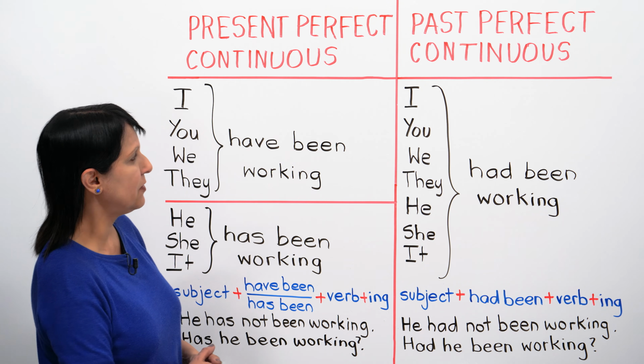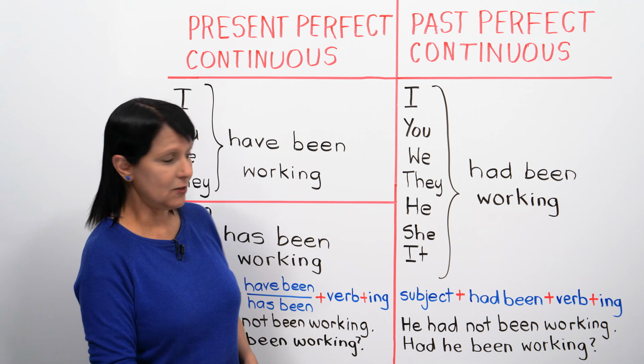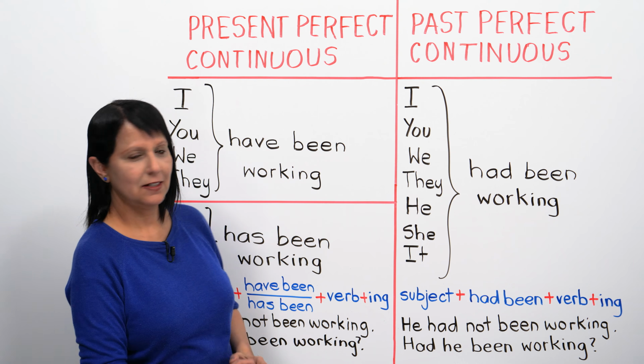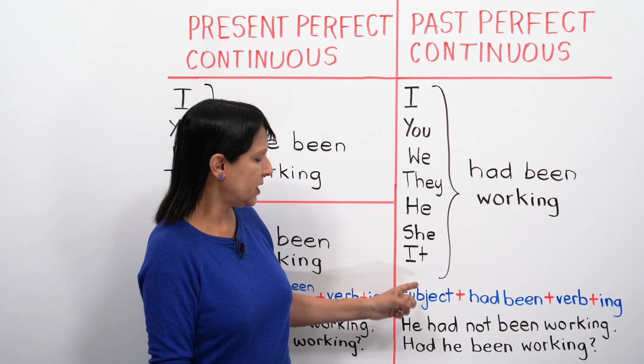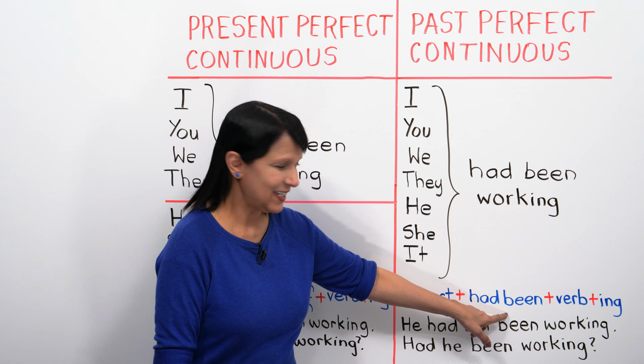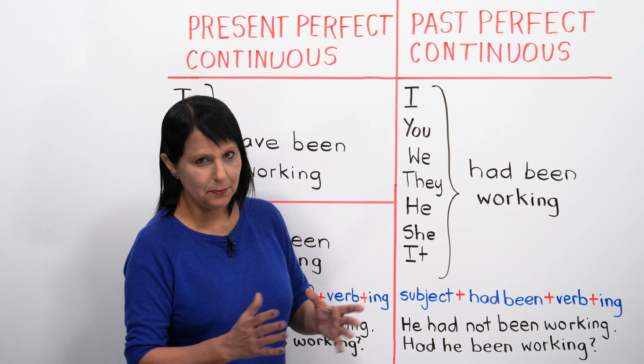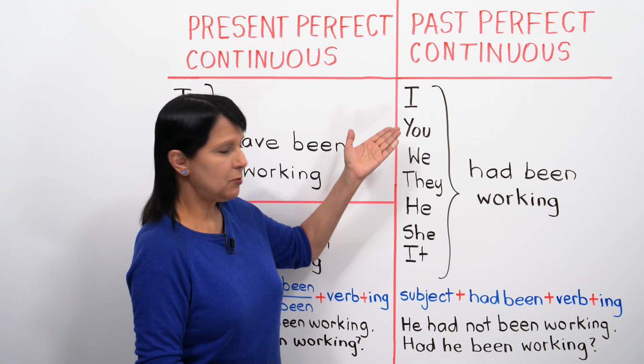Now let's look at our other friend, past perfect continuous. So this is a little bit easier because there's no change. So for all of the subjects, you have subject plus had been plus the verb plus ing. Okay? So it's a little bit easier.